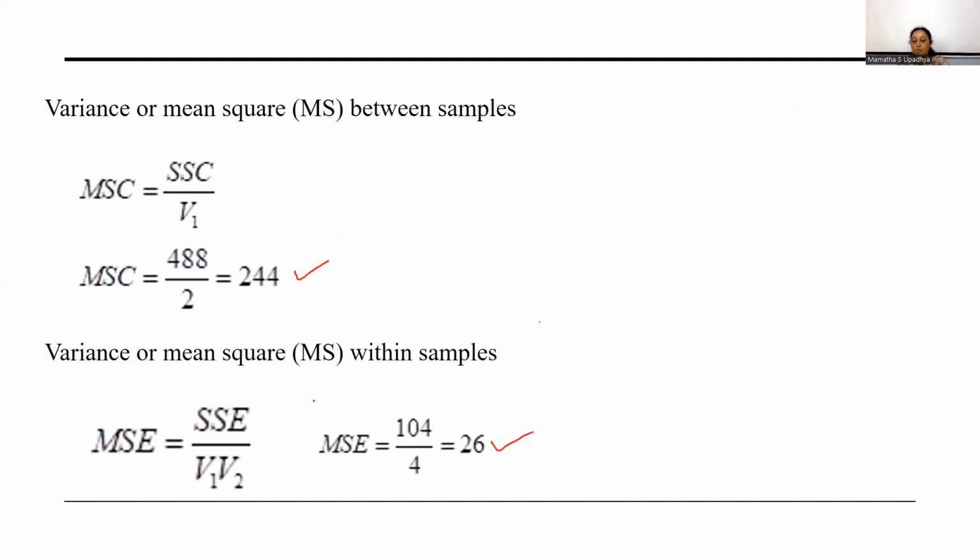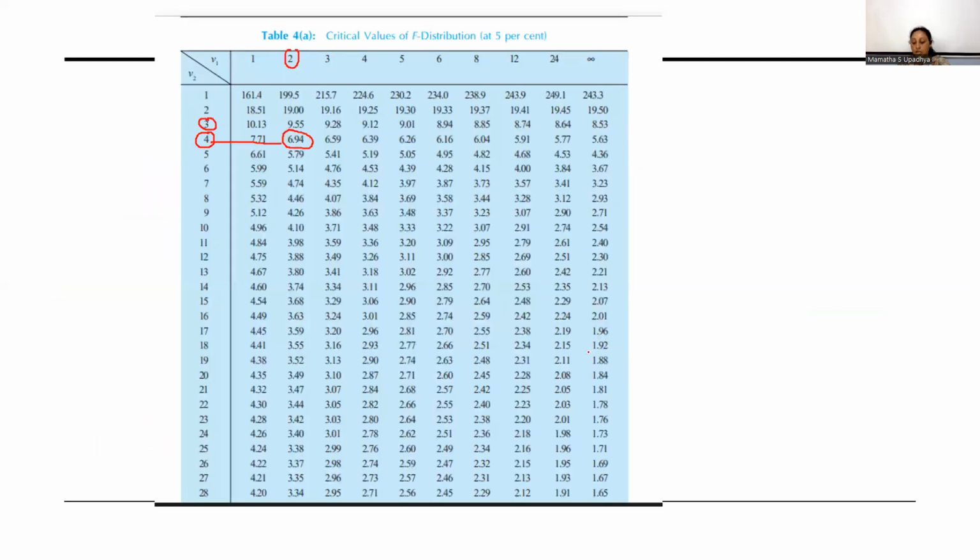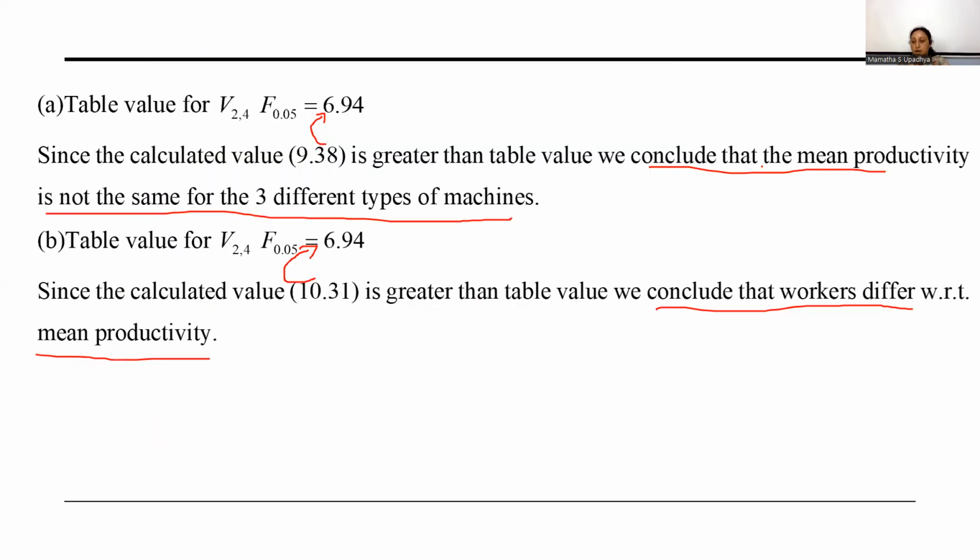So this is how we arrive at the conclusion. We come to the conclusion that the mean productivity among the workers as well as among the machines is not the same.